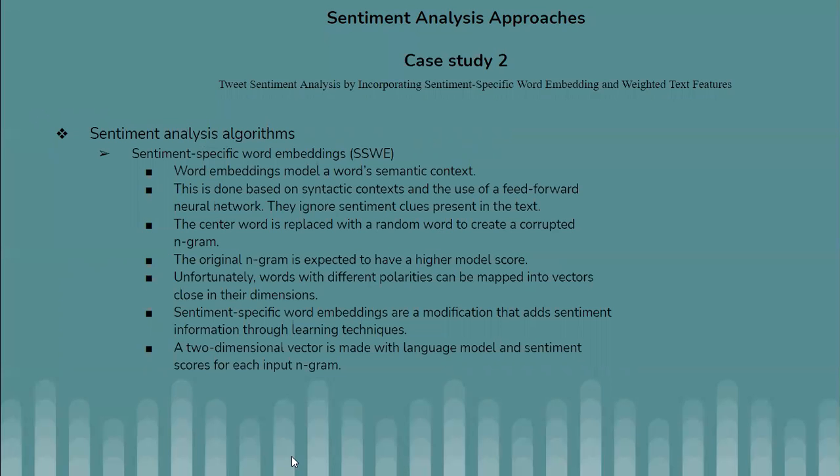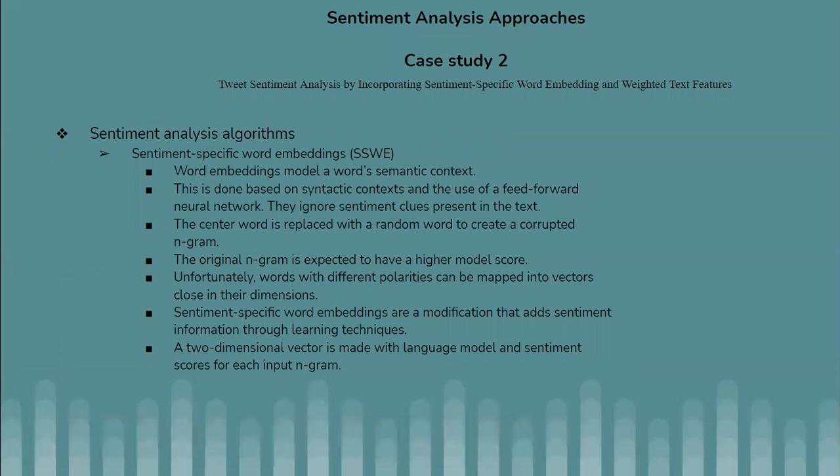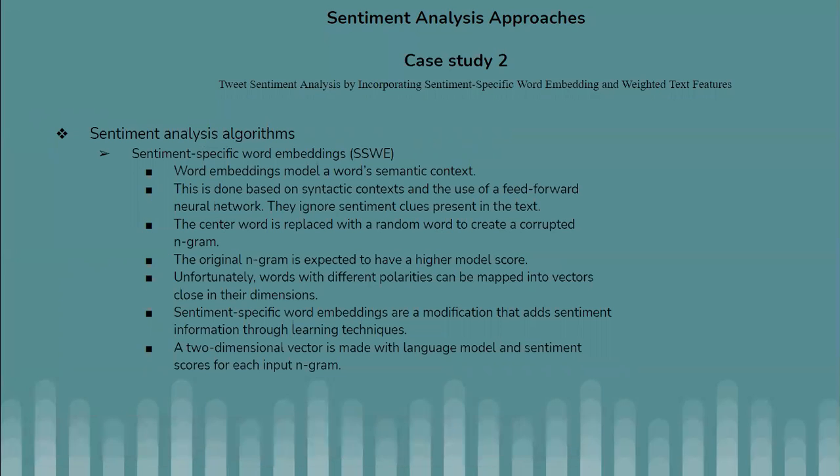Sentiment-specific word embeddings are a modification on this that adds sentiment information into the embeddings through learning techniques. So the output would be a two-dimensional vector that has a language model score and a sentiment score for each input n-gram.